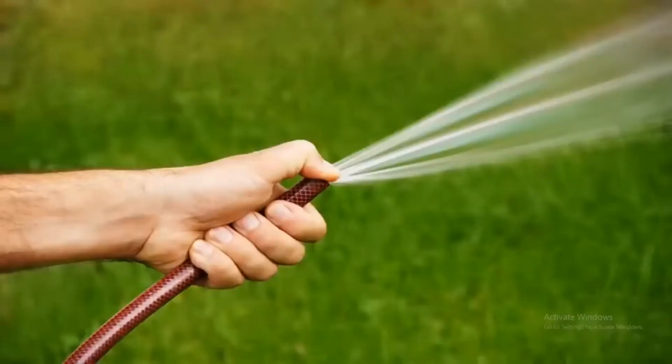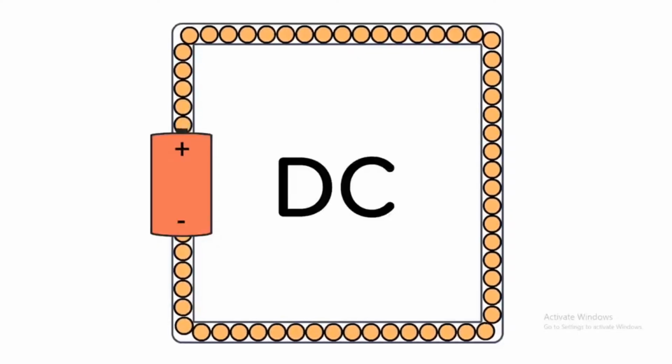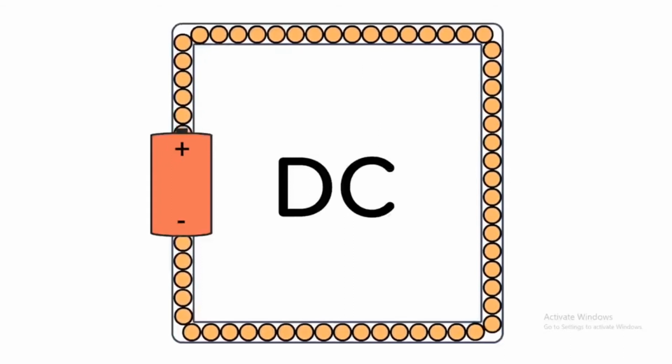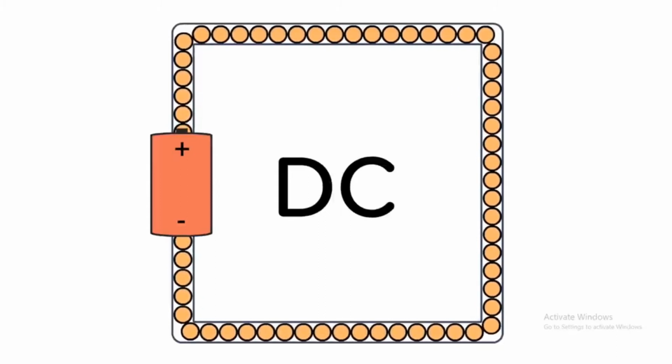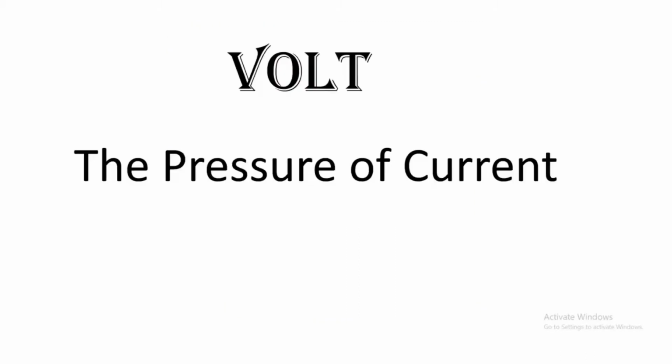to understand. You can see here, when water is flowing through a pipe and you put your finger on the tip of the pipe, the water comes out under pressure. So here the pressure is called voltage. In electronics language, the pressure of these charges is called voltage. You can see here the electrons flowing from the positive to the negative side. So the pressure of these electrons, or charges, is called volt. The pressure of current is called volt.